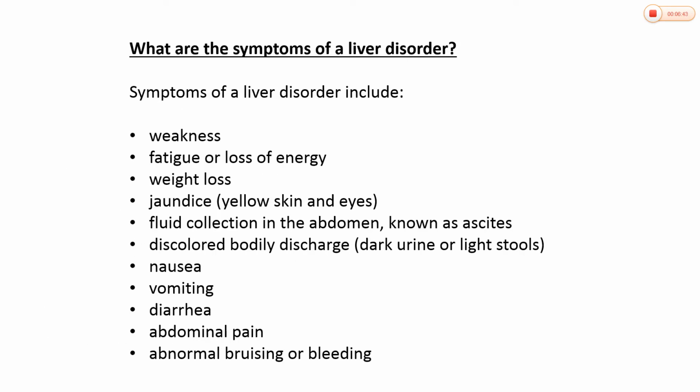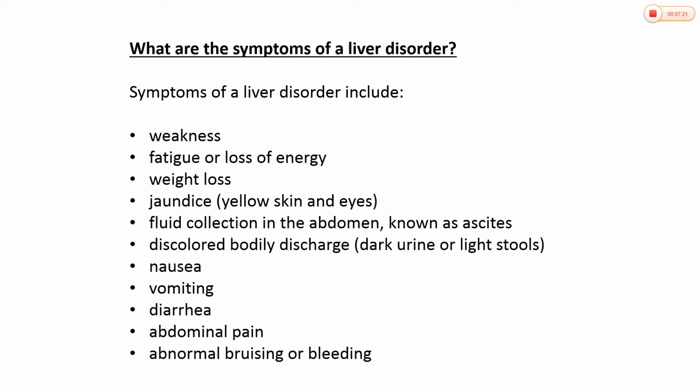So what are the various symptoms which one sees in a liver disorder? The major symptoms include fatigue, that means a lack of energy, tiredness, weakness, weight loss, jaundice, which means the skin and the eyes become yellow, and fluid collection in the abdomen, which we call ascites, and discolored bodily discharge, that means the color of the urine becomes very dark, or the stools become very light in color.